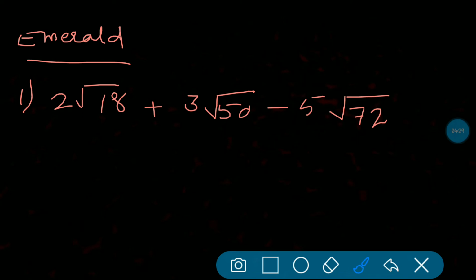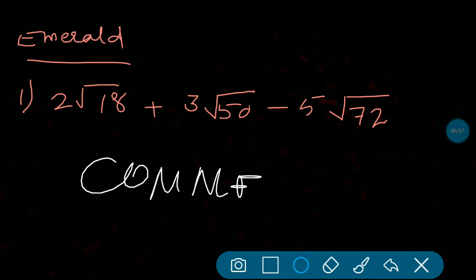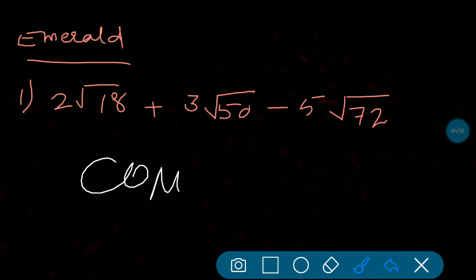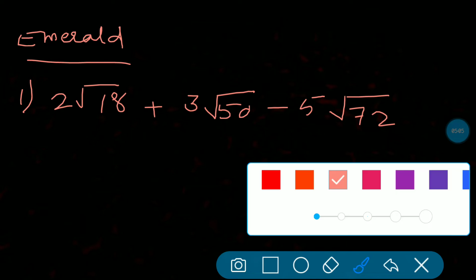Now Emerald package, first question. 2 root 18 plus 3 root 50 minus 5 root 72. Solve this question and comment it in the comment section now, because this question is very simple and we have done so many questions based on this. Comment now. Even though I'm going to solve this, you can comment it. Pause the video and you can start solving. Okay, time up. So let's see the answer now. I'll show the answer to you.